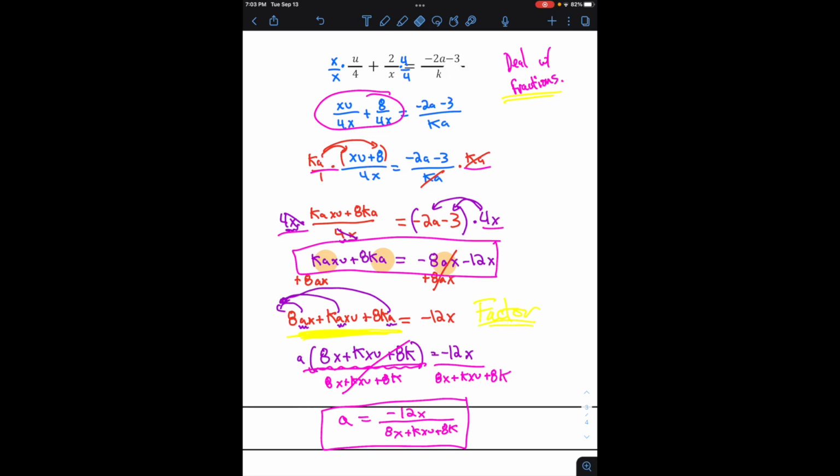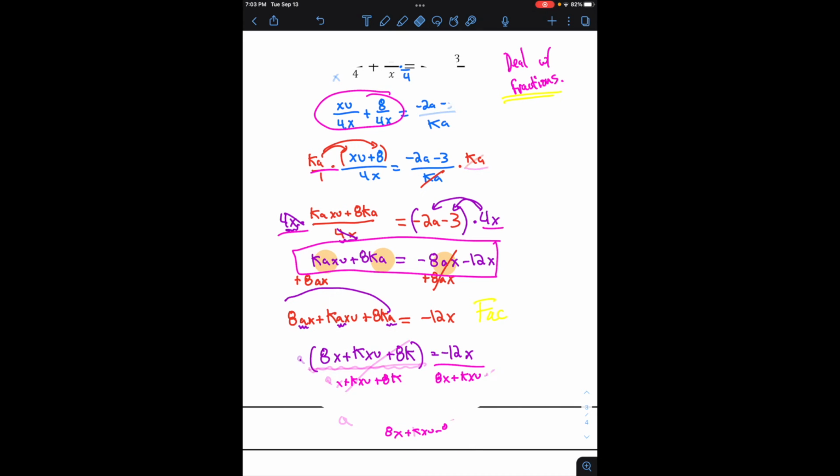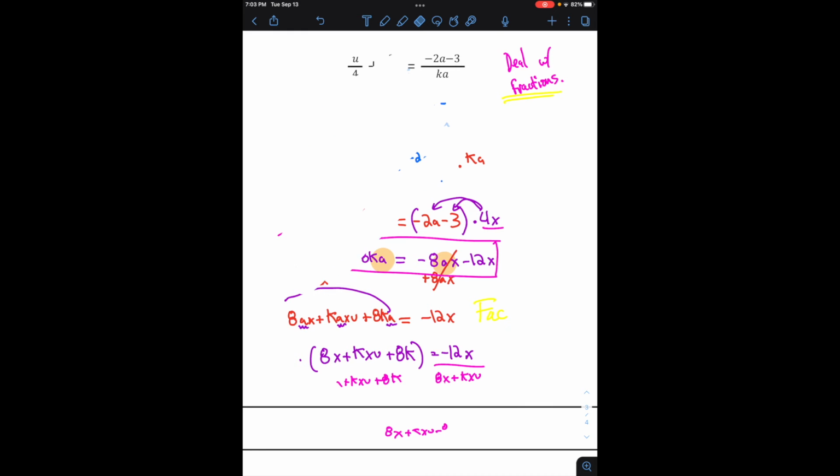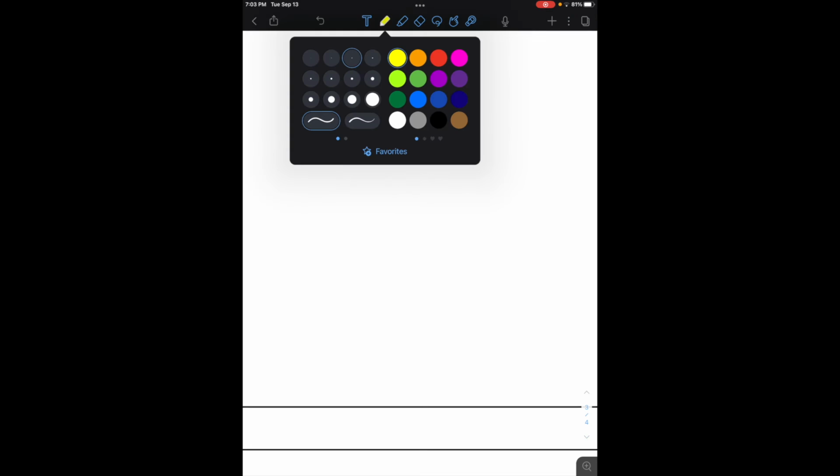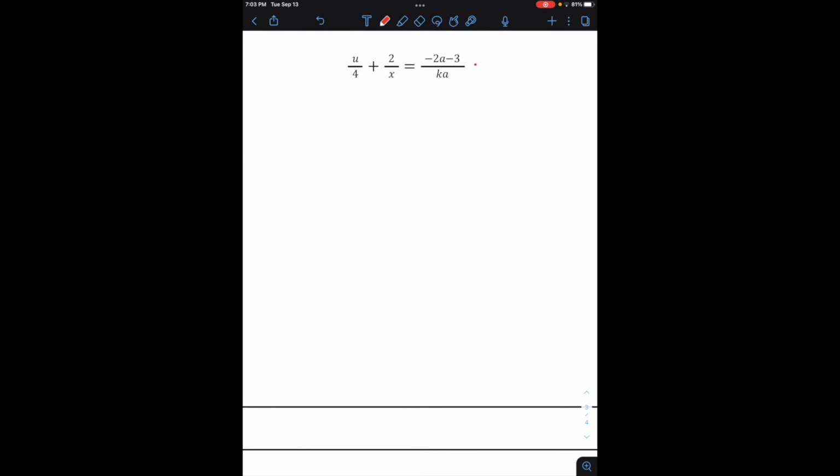You know what, let's show what that would look like. So if we wanted to just clear the denominators all at once, I'm going to erase this here. Okay, so say I wanted to clear all the denominators right away to deal with the fractions. I could multiply everything by 4xka. So I can multiply everything by each of the terms in any of the denominators. So I can multiply all of this by 4xka.